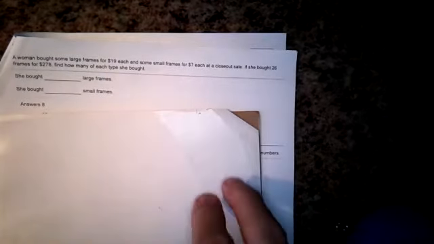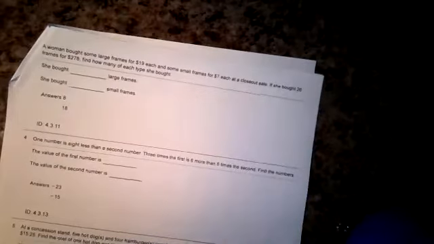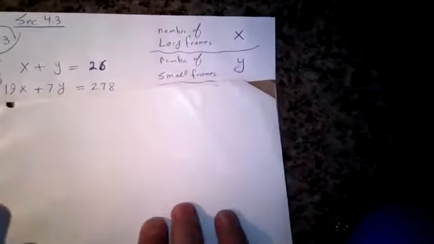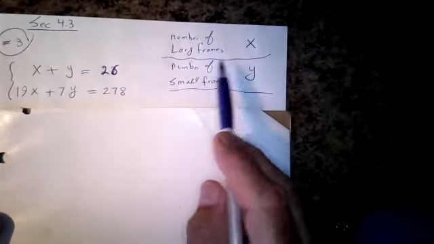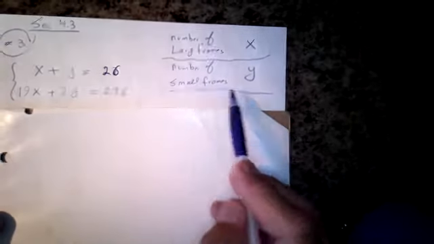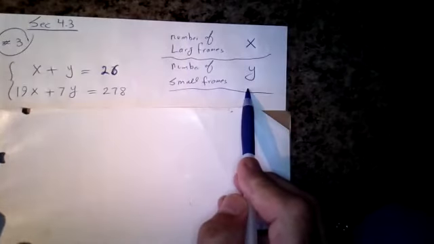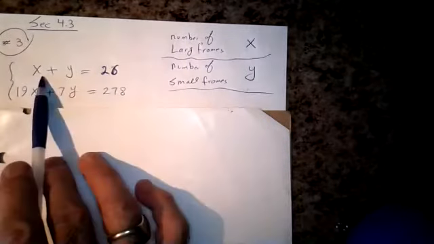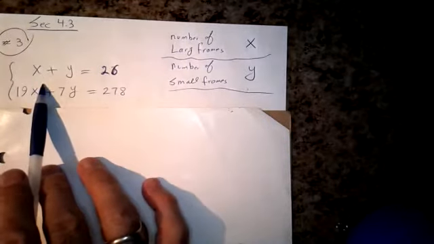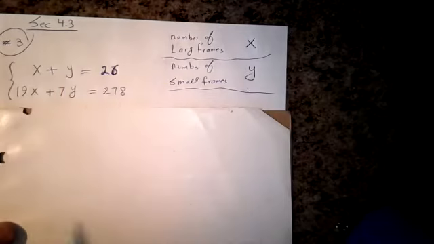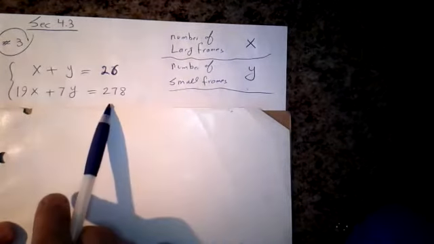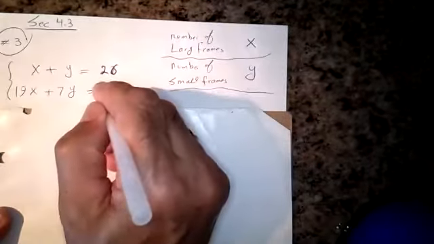So in that case, number of large frames is X, number of small frames is Y. In the problem, we say there are 26 frames. So X plus Y is 26. And we spent $278, right?